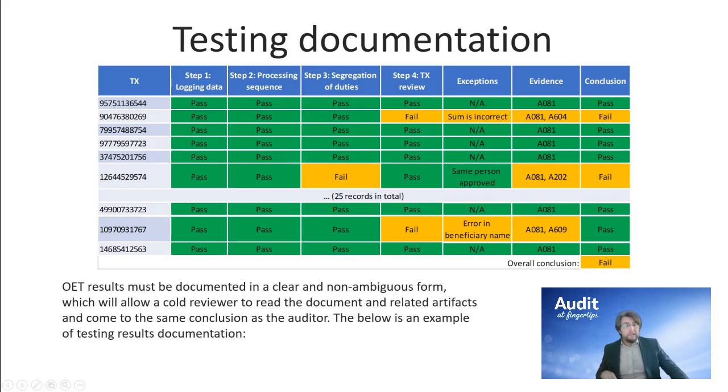So that's exceptions. Did we find anything which is not okay, right? Should describe it here. Now, reference to the evidence, because we don't necessarily need to put all the evidence to this file. Let's say it's an Excel file, for instance, right? If you document in an Excel file or in your audit management system, in that case, you probably need to refer to the underlying evidence. So in that case, we have A081, it's our transaction log.